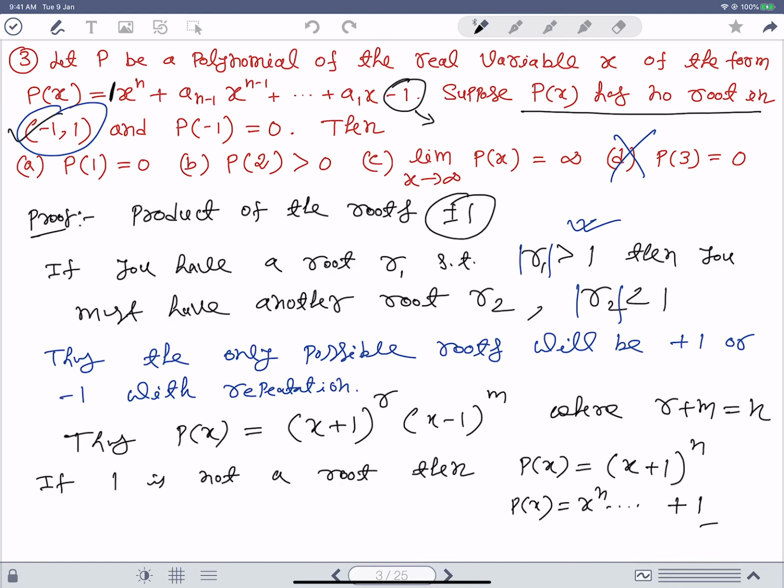Now, again we have a contradiction. It is given that the constant term is minus 1, right. So therefore 1 should be a root. Right. So this is true. Now, it is given that minus 1 is a root and also you have 1 is a root. So therefore, in this case r and m both will be bigger than or equal to 1.